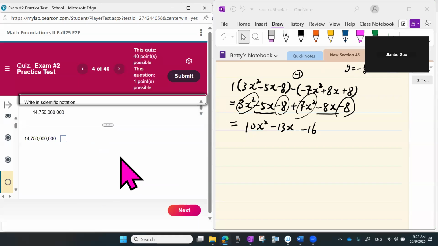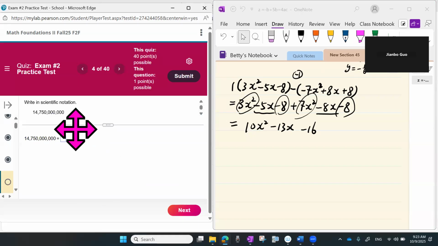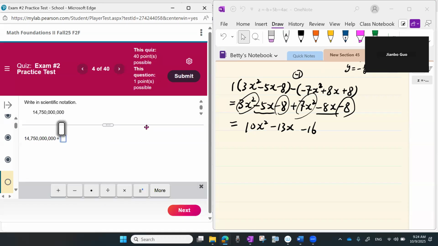Next, question number 4. Write in scientific notation. So this is a very large number, so we expect to have a positive exponent in the scientific notation. Scientific notation has two parts, remember that? The first part is going to be 1.475. Okay, we're going to keep all the non-zero digits. 1.475. Multiplication symbol in the keyboard here.